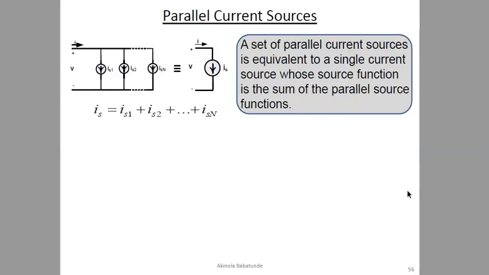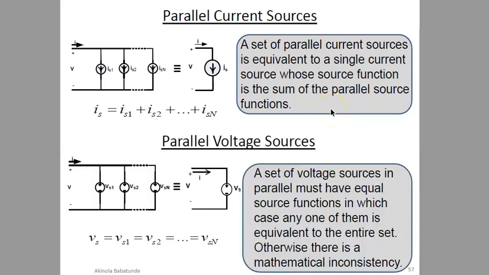Then we have the parallel current sources. In this particular case, you can see that the current sources are connected in parallel. In this case, the equivalent current will be equal to the summation of all the current sources. So IS will be equal to IS1 plus IS2 plus ISN. And then this is going to be the equivalent circuit. A set of parallel current sources is equivalent to a single current source whose source function is the sum of the parallel source functions.